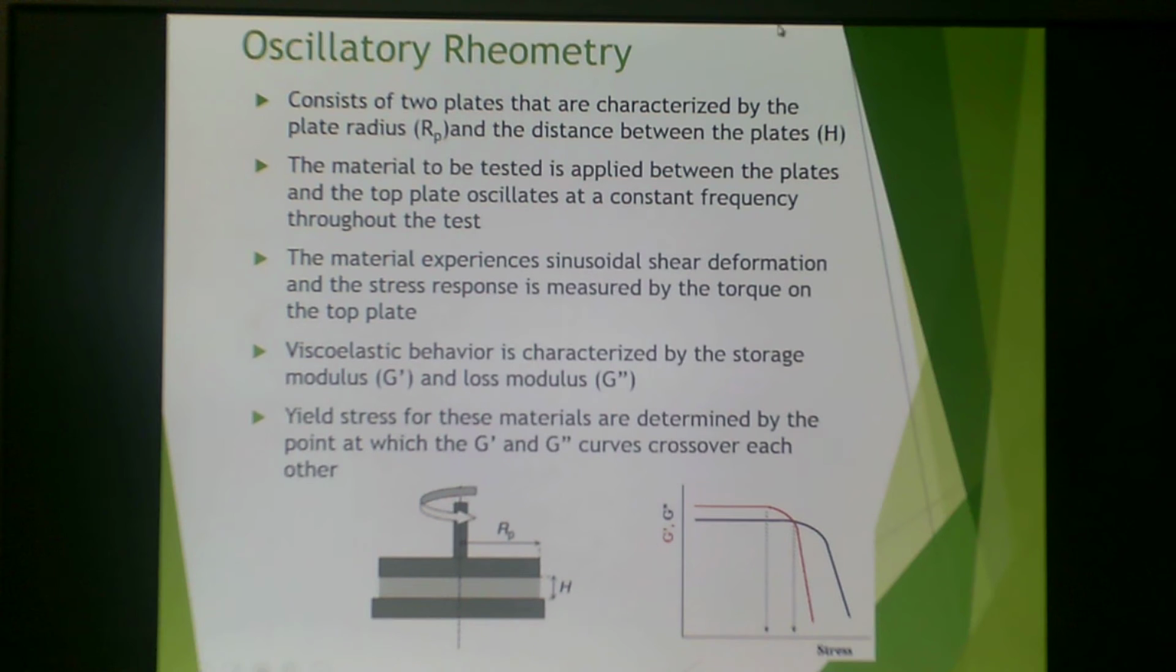So, R sub P is the radius of the plate, and then H is the distance between the plates. The one that I use is a 40 millimeter parallel plate with a 1 millimeter gap, and we produce curves that look like this, and we look at the shear stress, which is this point here.